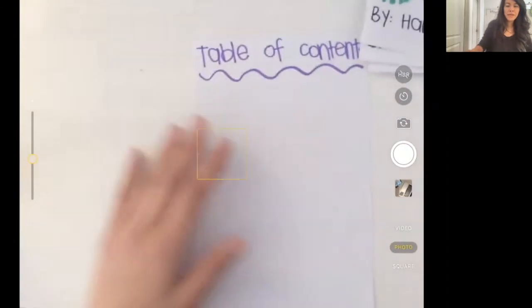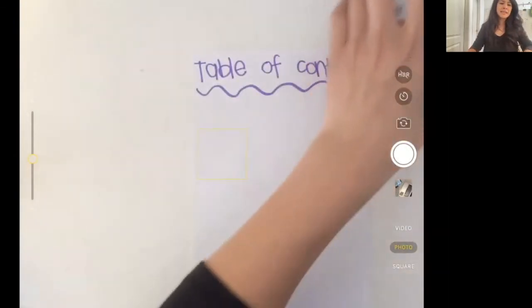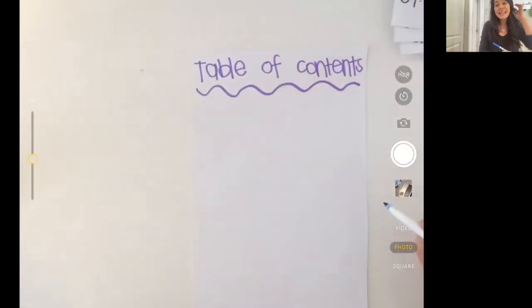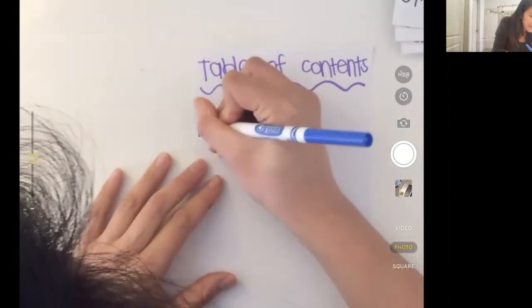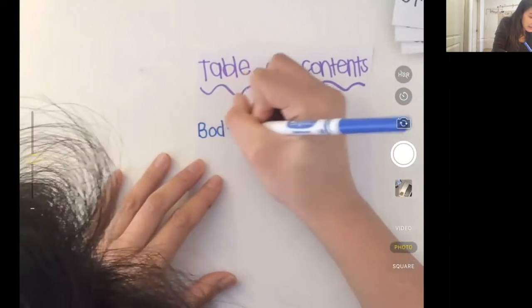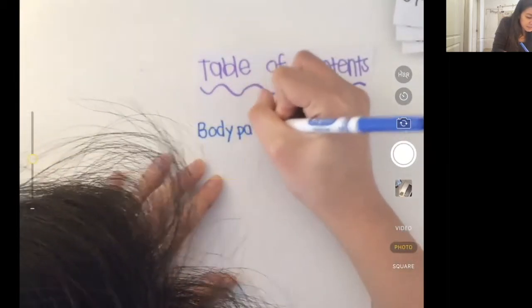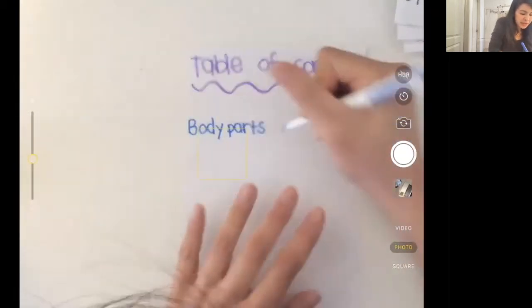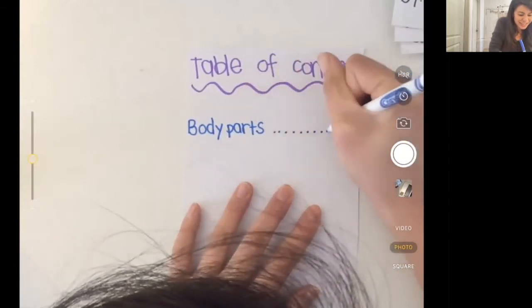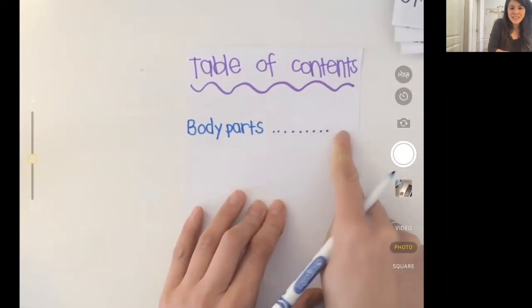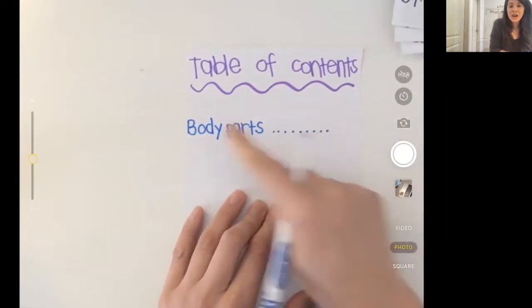So let's go back. Here's my table of contents paper. Now, one of the topics I talk about in my book is the different body parts. So I'm going to write that over here. Body parts. And then I'm going to put dot, dot, dot, dot, dot, so that people can go over here and they can see what page our body parts are on.